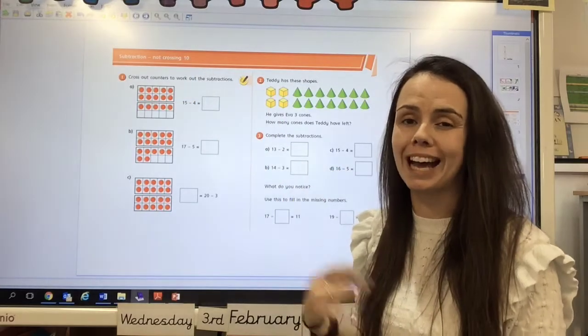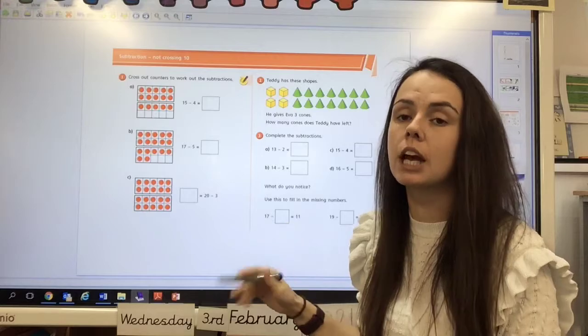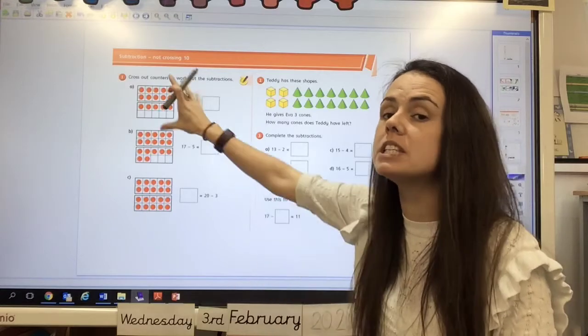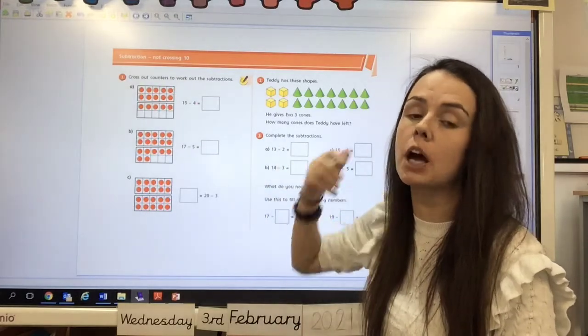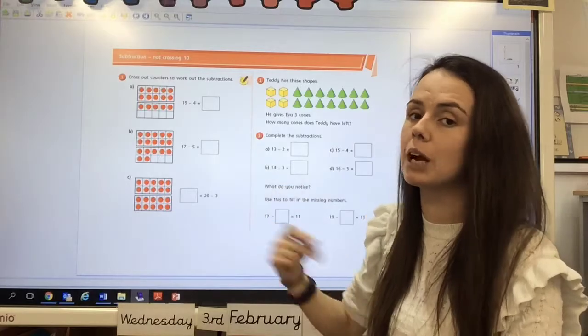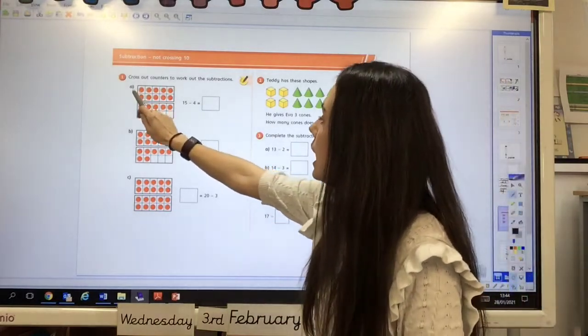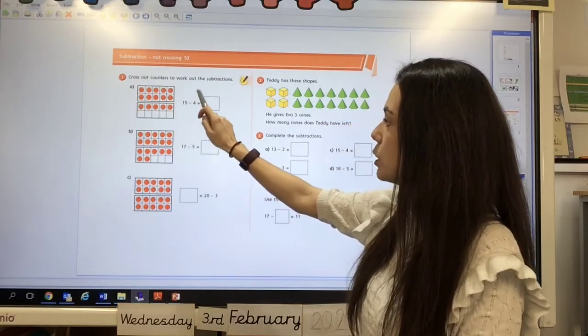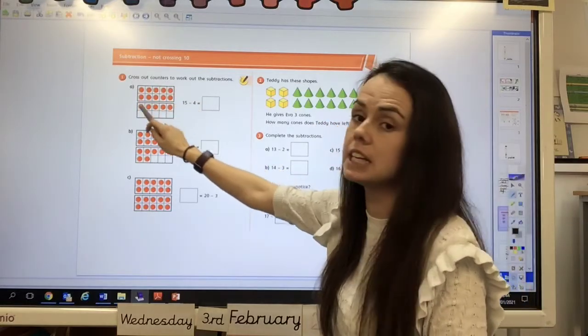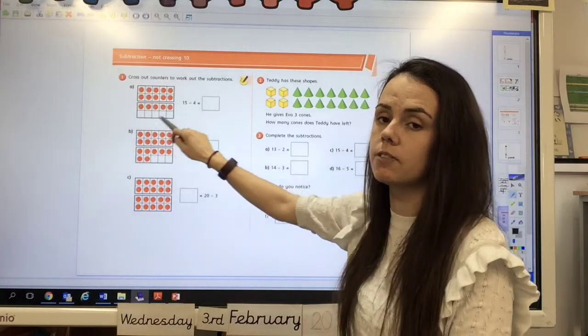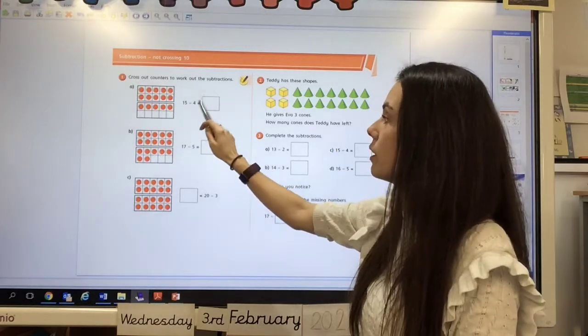So when you add, we normally draw our counters in. Now we're taking away. We can't physically take them away from the piece of paper. So we're going to cross them out as if we were counting them, but we're just crossing them out this time. So A is 15 take away 4. So we've got 15 here because we've got a 10 and a 5, 15, and we're taking away 4.